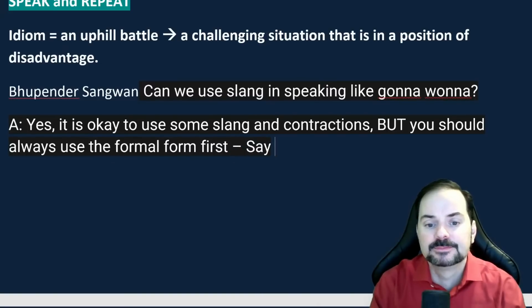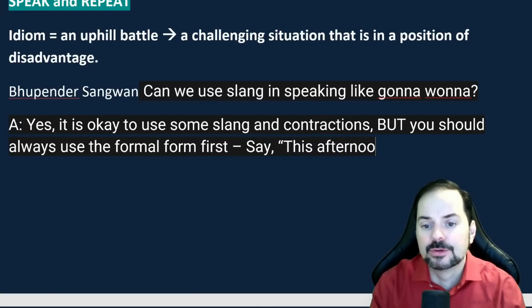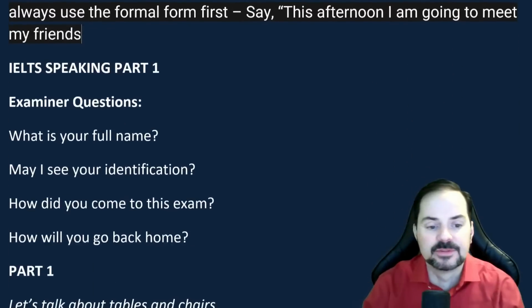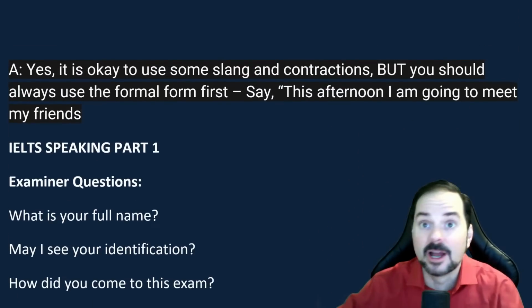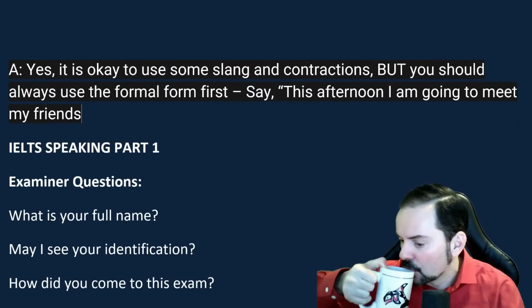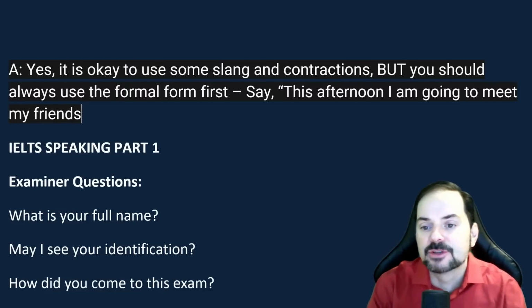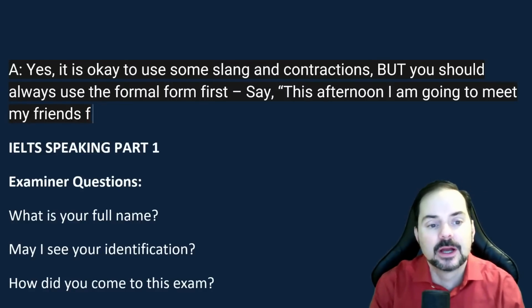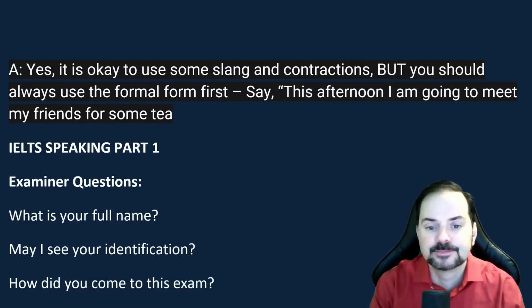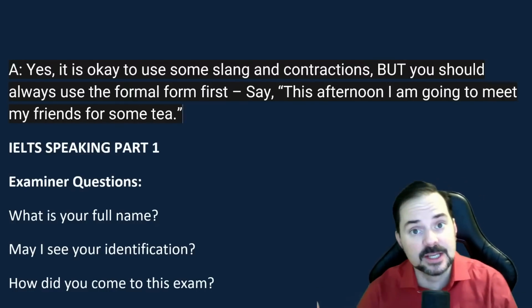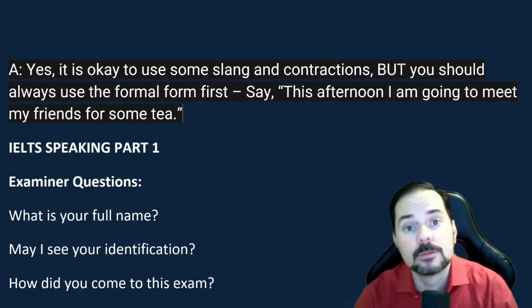So say, this afternoon, I am going to meet my friends for a cup of tea. I'm having some tea right now, and to help my voice recover. So this afternoon, I'm going to meet my friends for some tea. Okay. So that is the clear and formal way. And then that shows the examiner that you are able to use formal language.